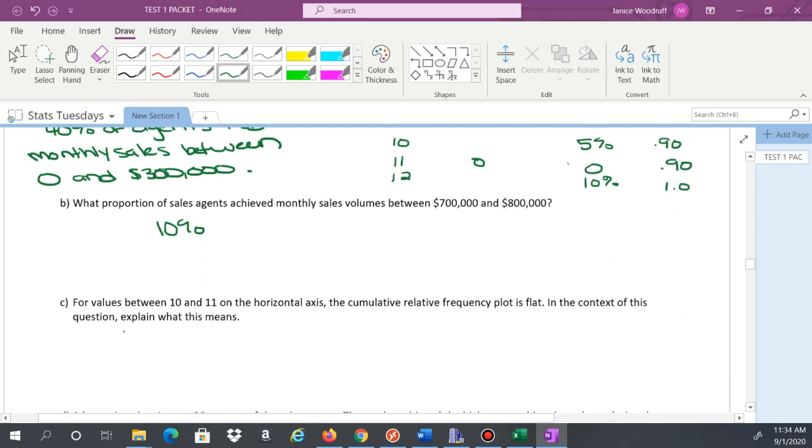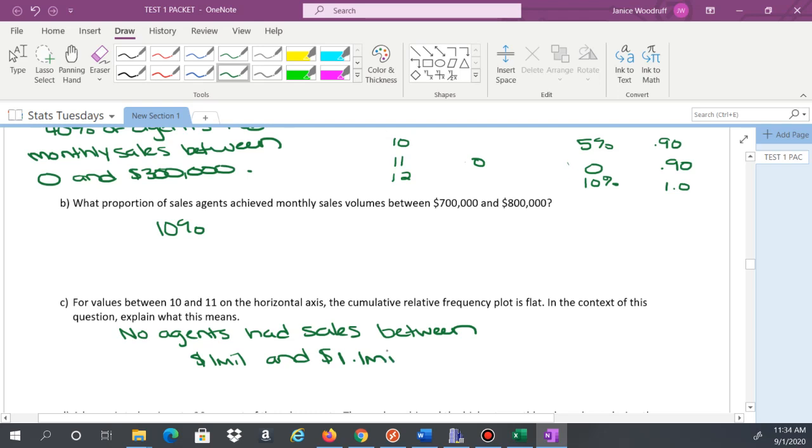So we would say no agents had sales between 1 million and 1.1 million. Okay, and you would want to have the million there. You would want to have the context that I know when it says hundreds of $1,000s, I can translate the shorthand to the longhand money there, not 100,000 and 110,000 or something, because that would be in 10,000s.